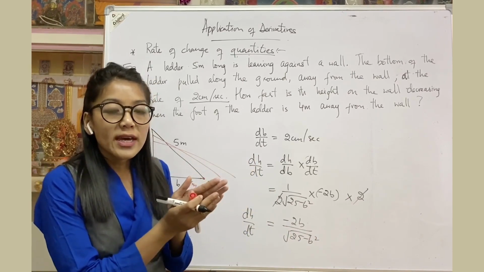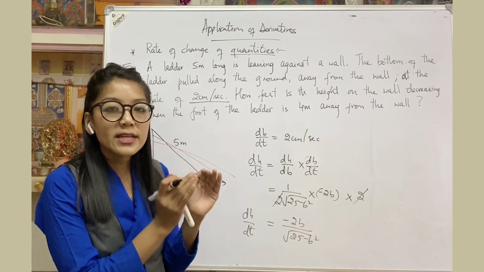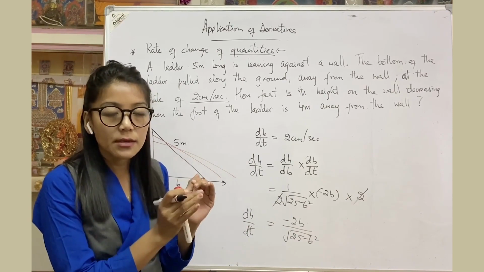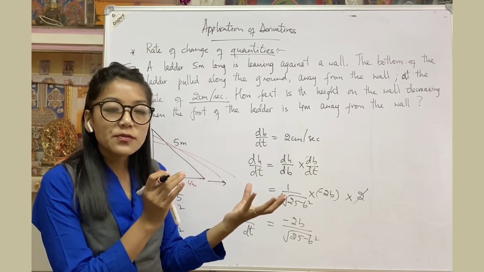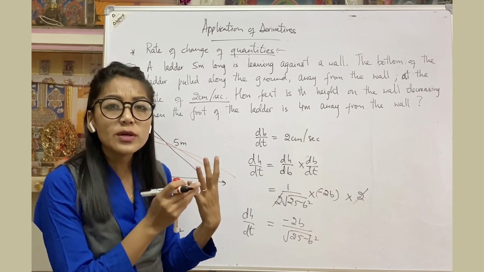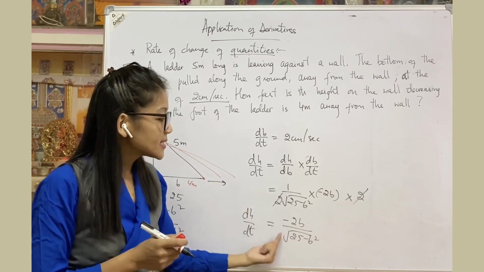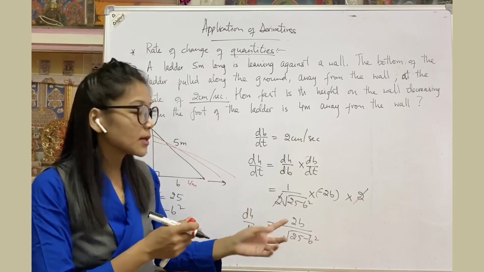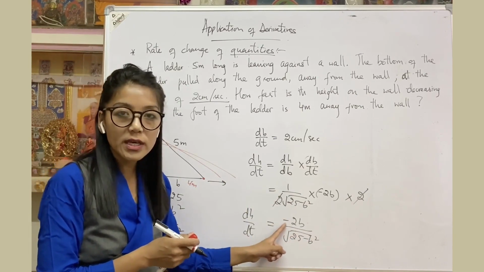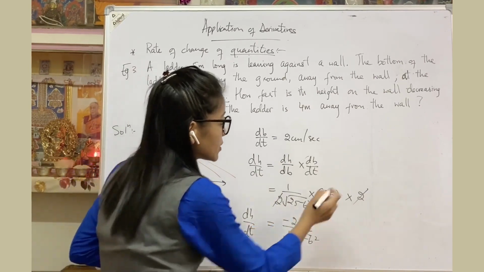So whenever you get a rate of change in terms of a negative term, then it means that quantity is decreasing, right? If you get a positive term for the rate of change of any quantity, then it means that quantity is increasing. So here height is decreasing. You don't have to do anything, but since you get a negative term over here, it means the height is decreasing, right?